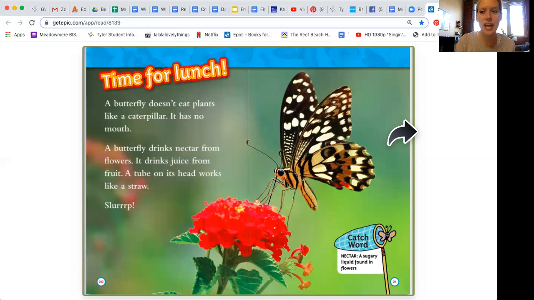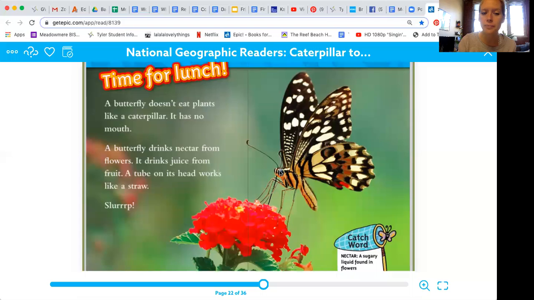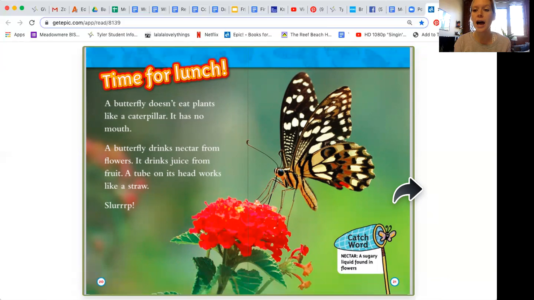Time for lunch. A butterfly doesn't eat plants like a caterpillar. It has no mouth. I didn't know that. A butterfly drinks nectar from flowers. It drinks juice from fruit. A tube on its head works like a straw. Do you see it? Slurp. Catchword, nectar, a sugary liquid found in flowers.